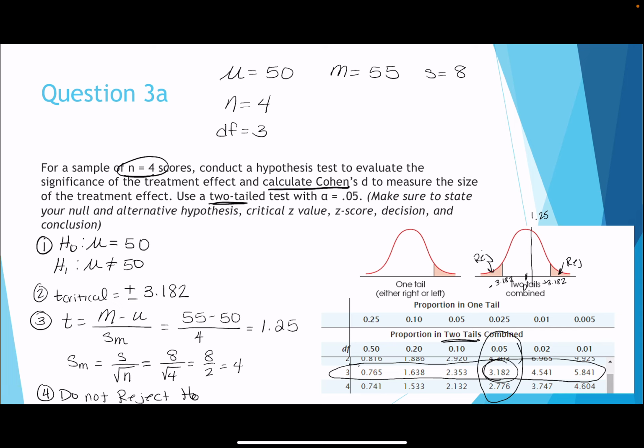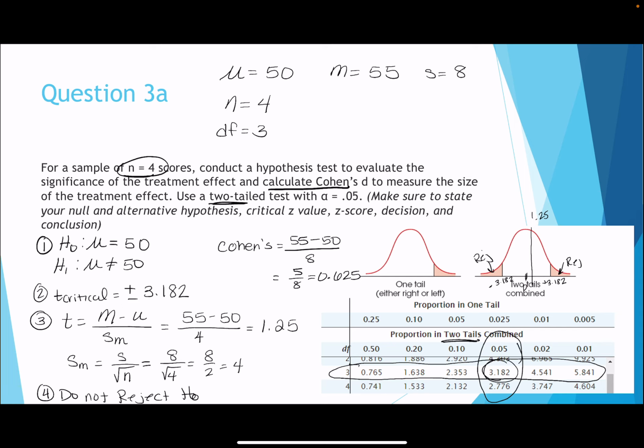Okay. Now to do our Cohen's d, it's the same way. We're going to do our mean difference, so 55 minus 50, and then we're going to divide by our standard deviation, which is 8. So this is going to be 5 divided by 8, or 0.625, which is, again, a medium effect.